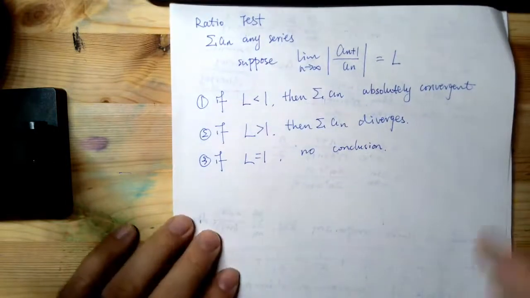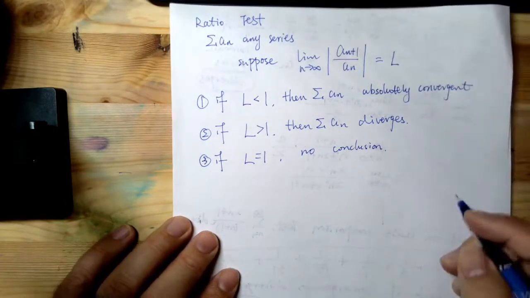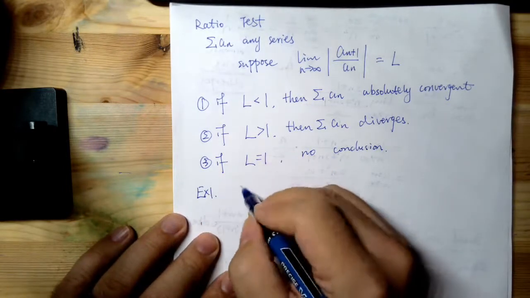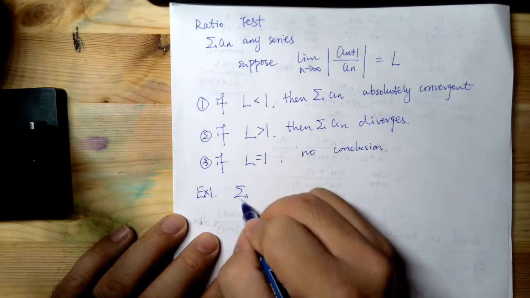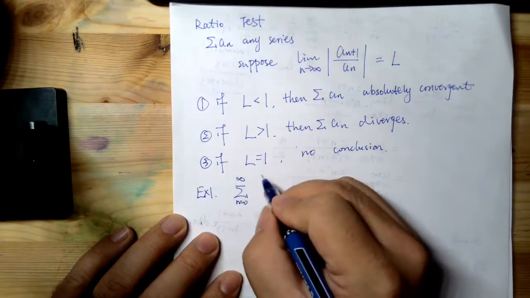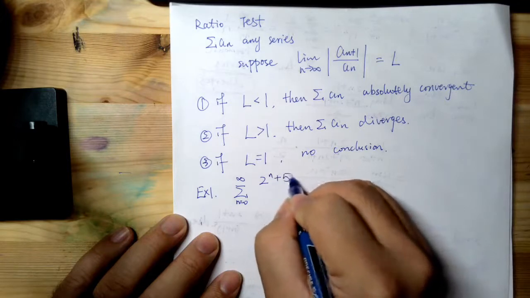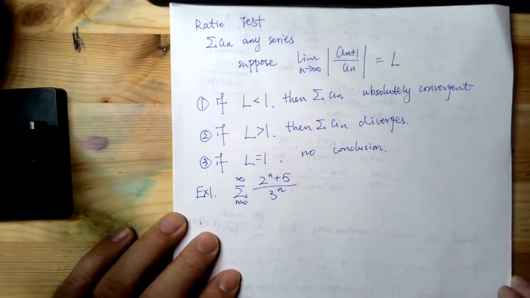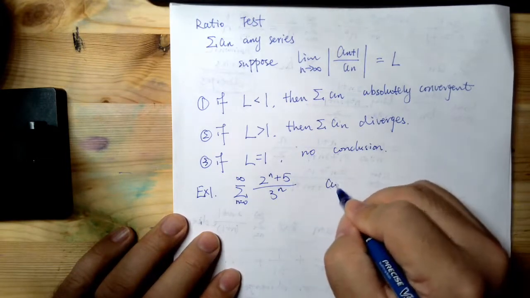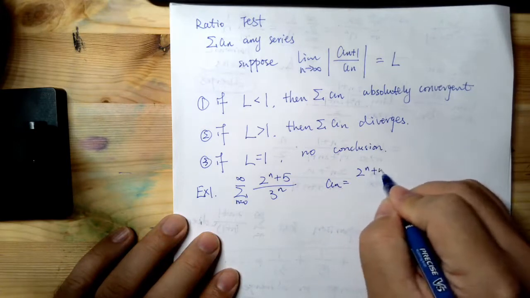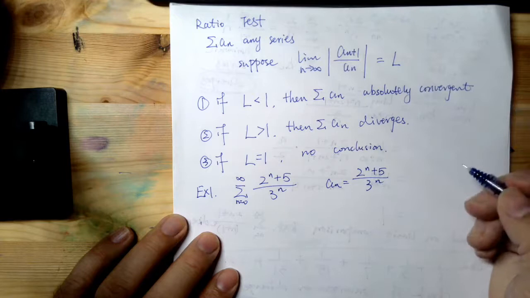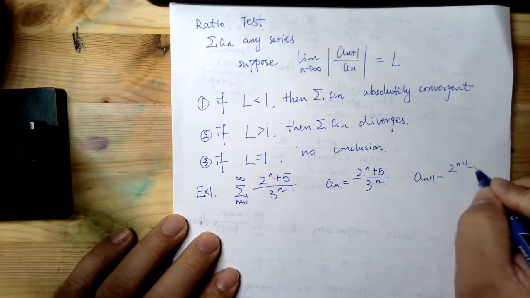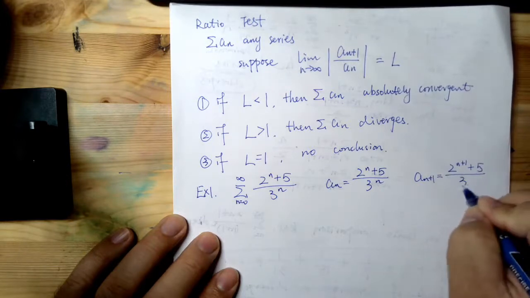So now, maybe we work on one example here. For example 1, if we have a series, let's say 2 to the power n plus 5 over 3 to the power n, then an is 2^n plus 5 over 3^n. So an plus 1 is 2 to the power n plus 1 plus 5 over 3 to the power n plus 1.